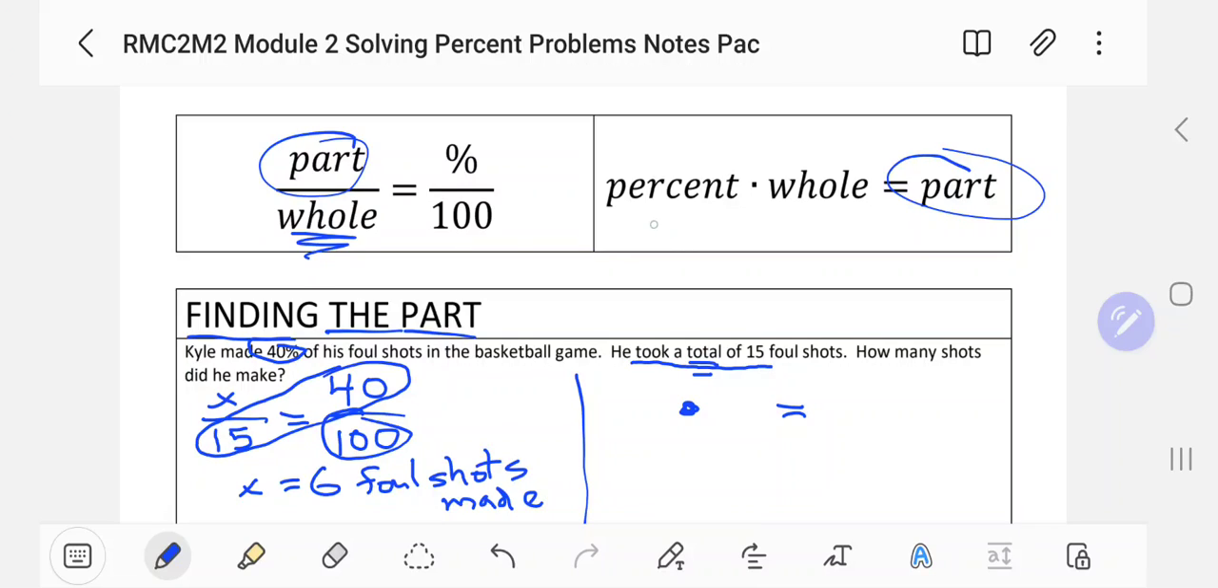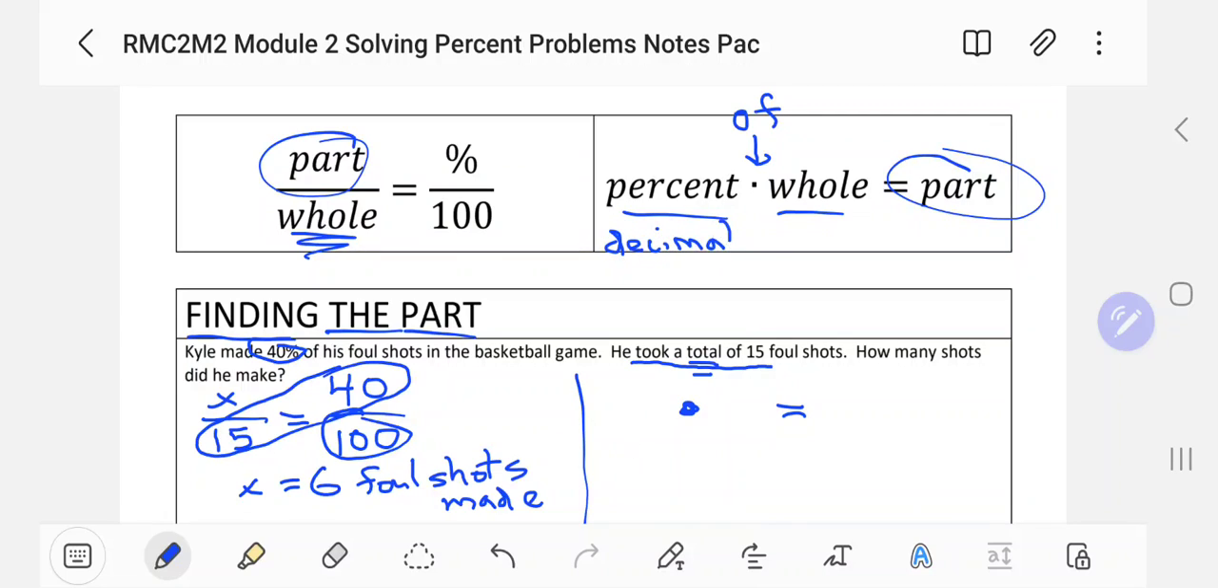Now, the second way to do it says just multiply the percent times the whole. Okay, we're taking a piece of a whole. And "of" means multiply. A lot of people learned that last year, maybe. So hopefully that clicks for you. Of means multiply. But remember, the percent has to be written as a decimal or fraction.